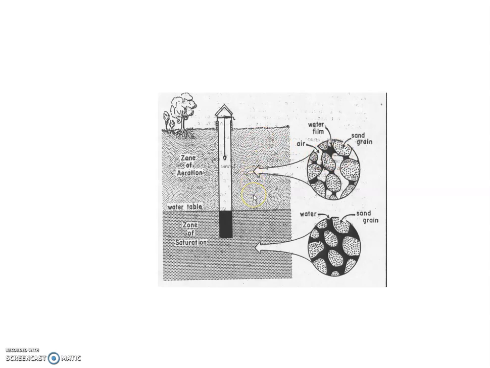Eventually, as it continues to trickle down through the soil, you get to an area where every single bit of air is now gone and all of the spaces in between the grains of sand are filled with water. That's called the zone of saturation. The very upper level of the zone of saturation is the water table. When you place a well, the well needs to go down deep enough to go into the zone of saturation, so it needs to be below the water table.